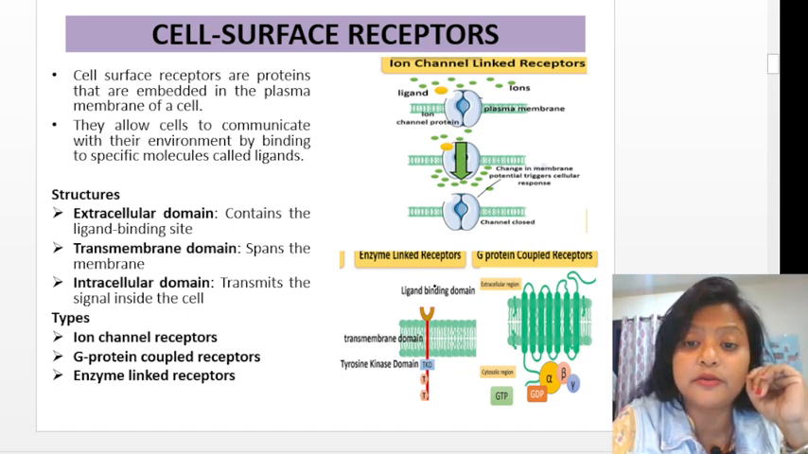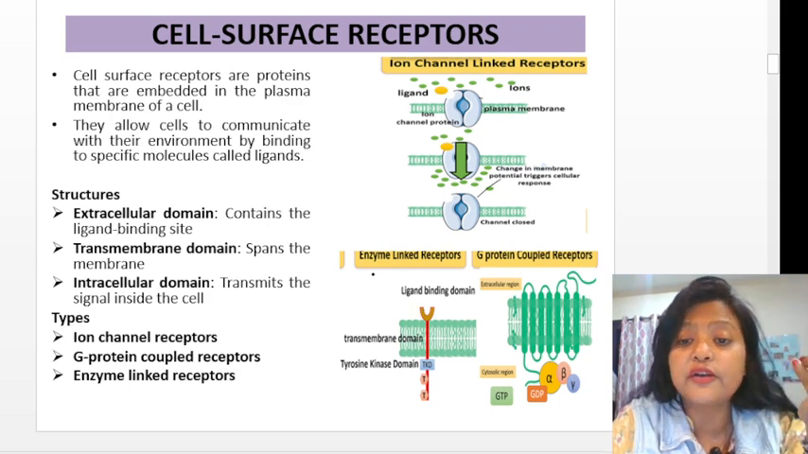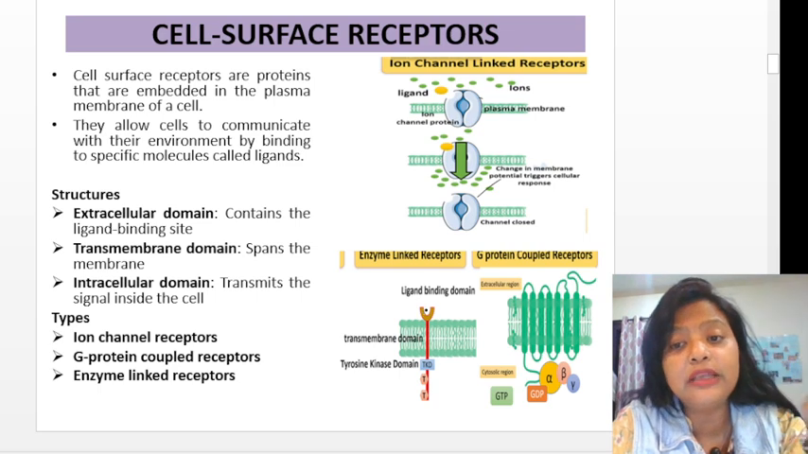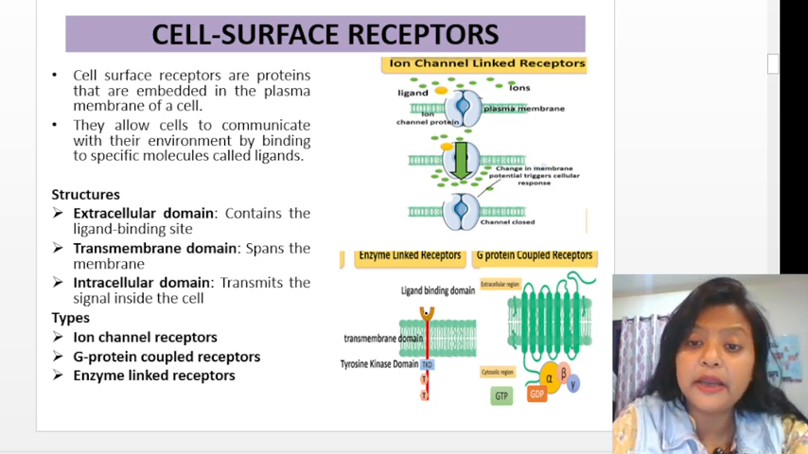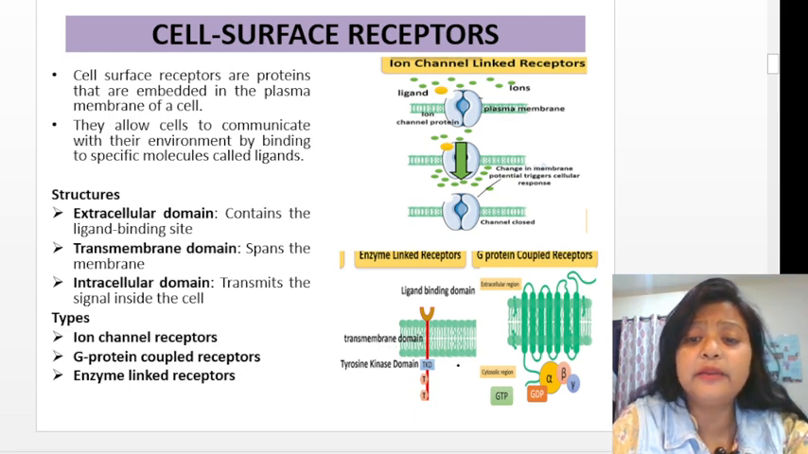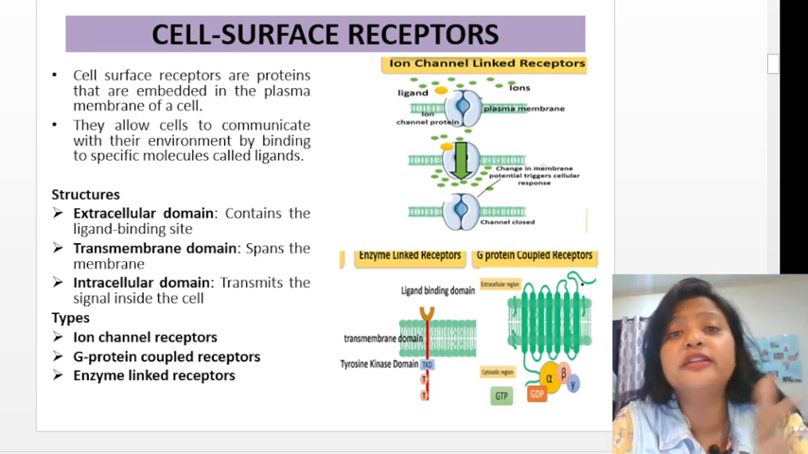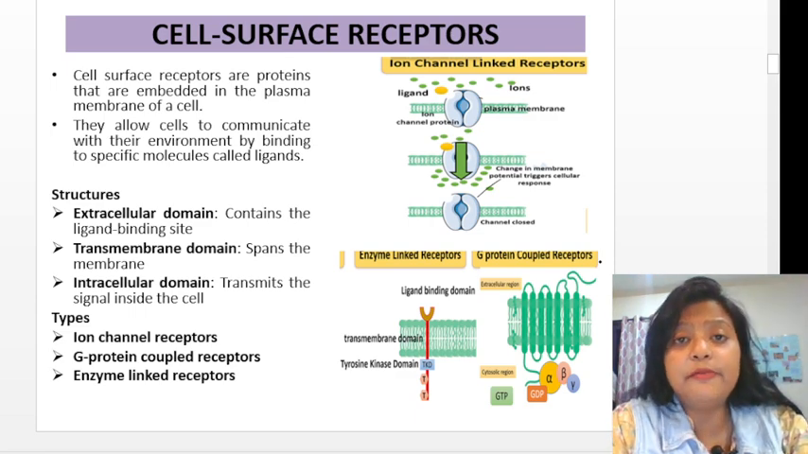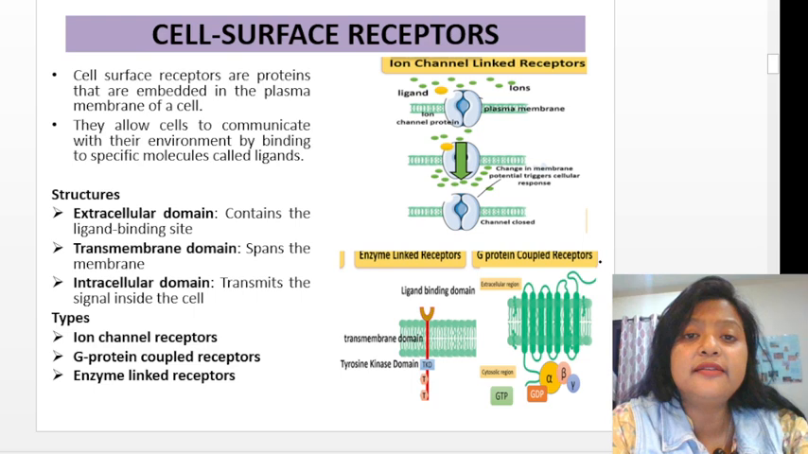Then the enzyme linked receptors. Out here, one example is tyrosine kinase. Here the same thing will happen again: the ligand will bind out here, and tyrosine kinase will help in the further process. Then the next one is the G protein coupled receptors. We'll talk about all the three types in detail in my future slides.